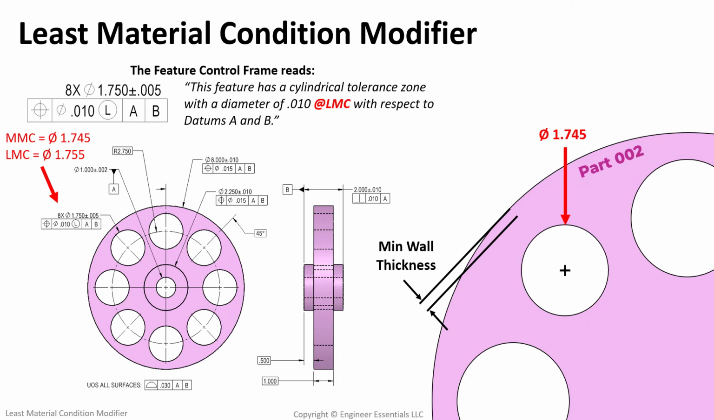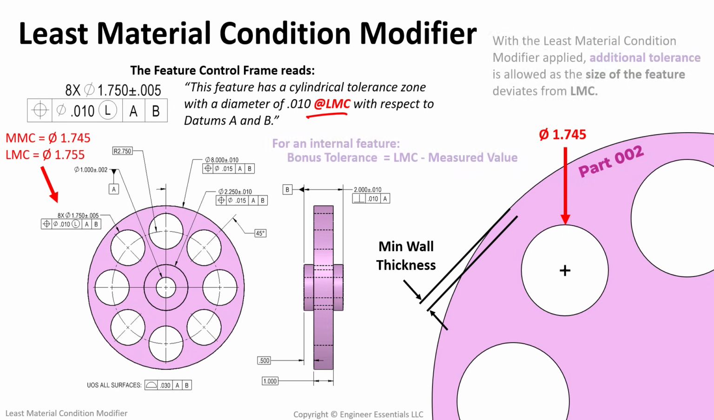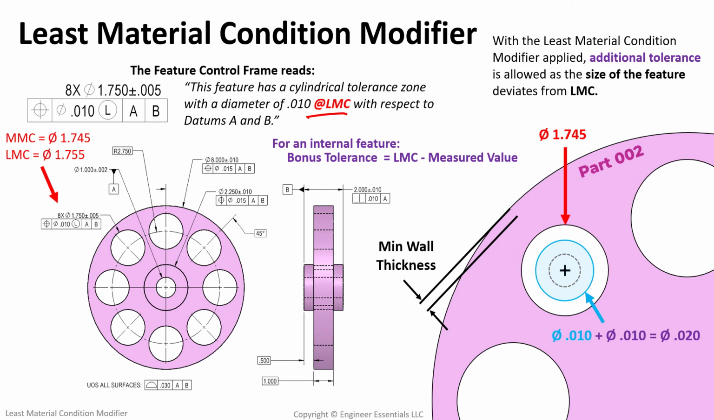So we know we've deviated away from LMC in our size. We now measure at MMC, but our feature control frame tells us that at LMC you get 10,000ths. So something magical happens. You get bonus tolerance once you deviate away from the listed modifier. And we see that we've deviated actually 10,000ths. So the difference between the LMC, the listed modifier, and what we actually measured was 10,000ths. That's a bonus of 10 thou. We can add that 10 thou to the original listed 10,000ths to give us 20,000ths total position tolerance.